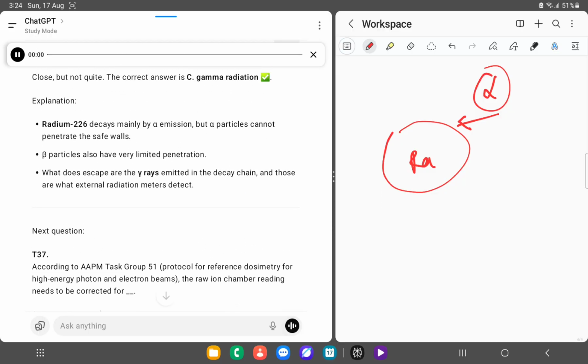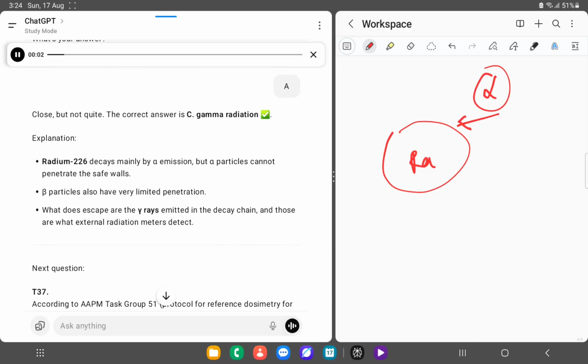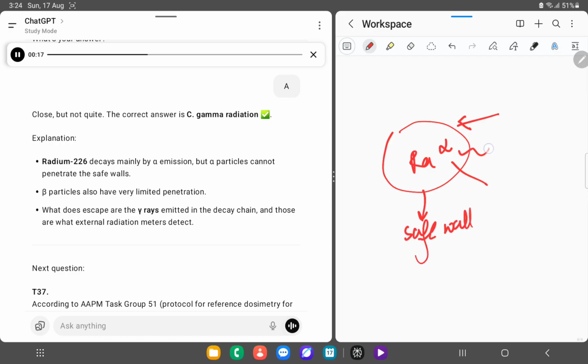Close, but not quite. The correct answer is C, gamma radiation. Explanation: Radium-226 decays mainly by alpha emission, but alpha particles cannot penetrate the safe walls. Beta particles also have very limited penetration. What does escape are the gamma rays emitted in the decay chain, and those are what external radiation meters detect.